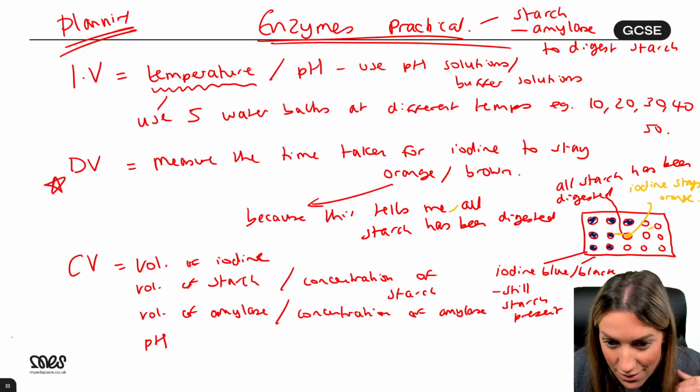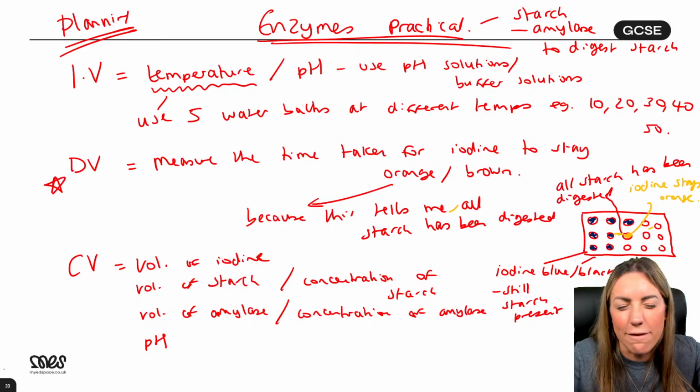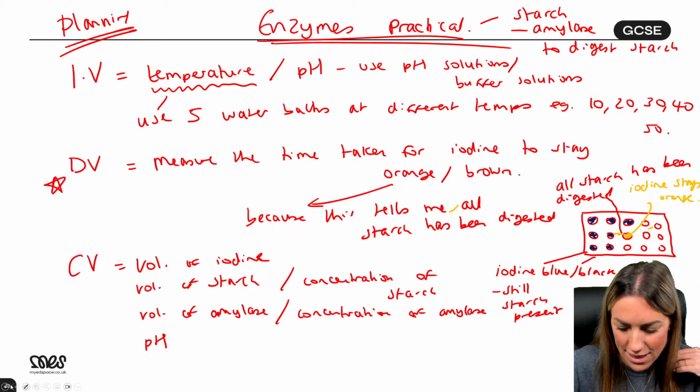Okay. A buffer solution, it just controls the pH. So you could use like 5 different buffer solutions to set the pH to 5 different pHs.